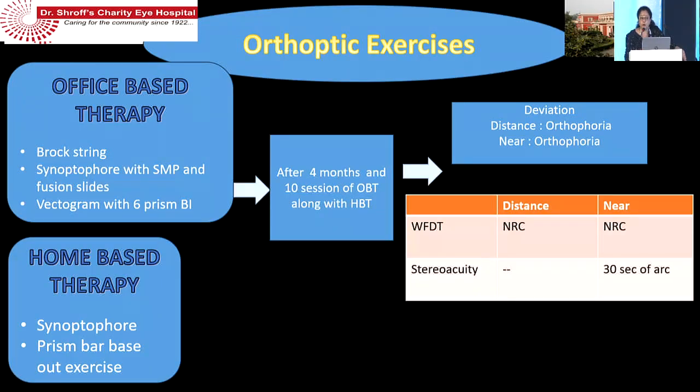So we need to push towards office-based therapy, which was nicely presented by Dr. Sujata. We need to have them come for orthoptic sessions, office-based therapy. Most of them prefer home-based therapy, but after 4 months and 10 sessions of OBT along with HBT, the patient did have stereo and a good NRC. So this will prevent your recurrences, and that is very important. Not just achieve motor stability with the squint surgery and let the patient go. We need to focus on the sensory portion too.